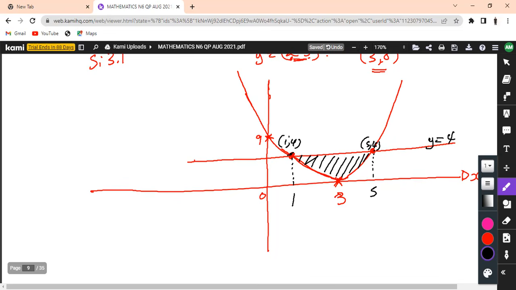This is the area that we are going to have, and we are told that the representative strip is supposed to be perpendicular to the x-axis. So perpendicular, meaning to say our representative strip is going to be like this, perpendicular to the x-axis. So this is our representative strip with respect to x. The limits from 1 up to 5, just like that, guys. That is what we had.